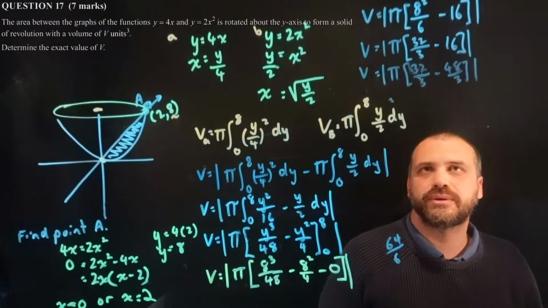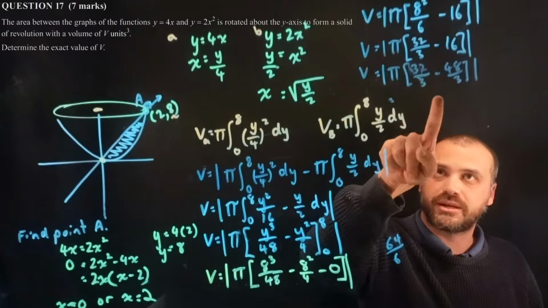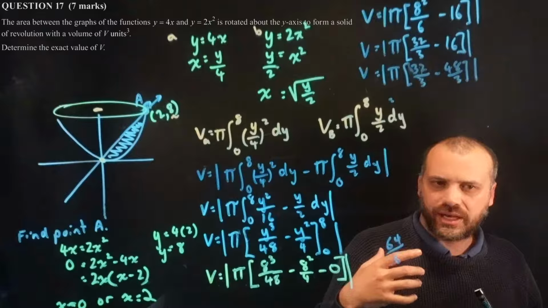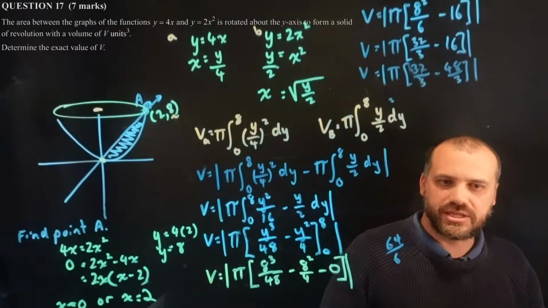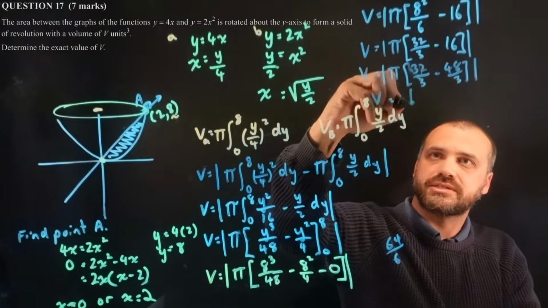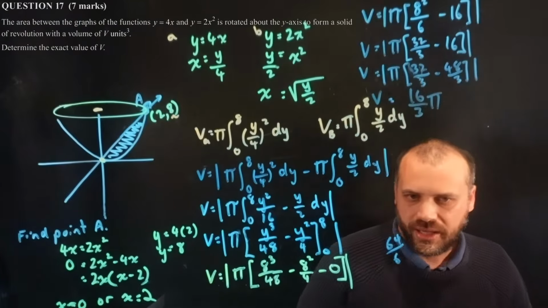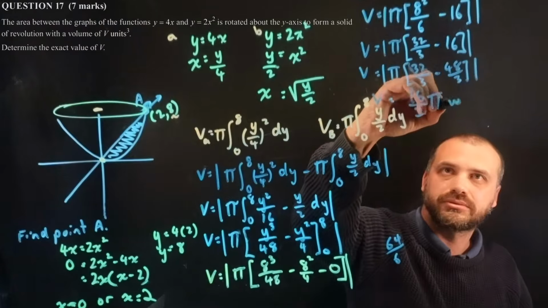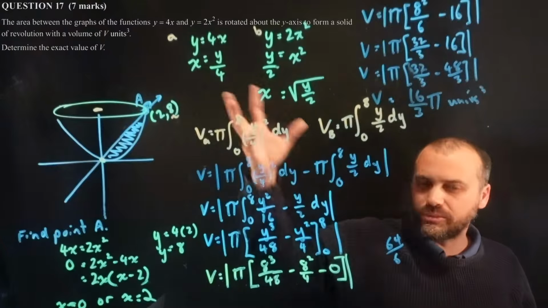All right, and I think we're pretty much done here. We can finish this off. Now notice, we're going to end up with negative. So 32 minus 48 is negative 16. Negative 16 over 3. That's why we've got our absolute values here. My final answer is going to be volume equals 16 over 3 pi. And we can look for units here, just units cubed. Done. All right, so a little bit of work here.